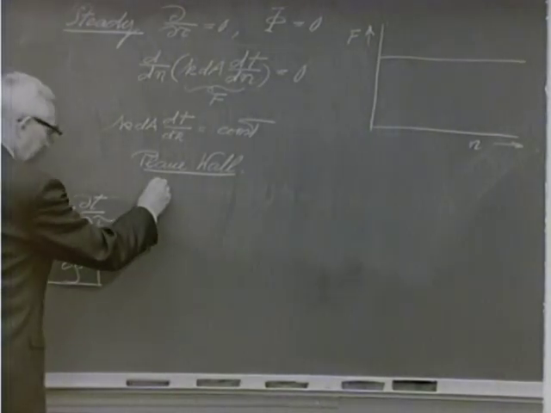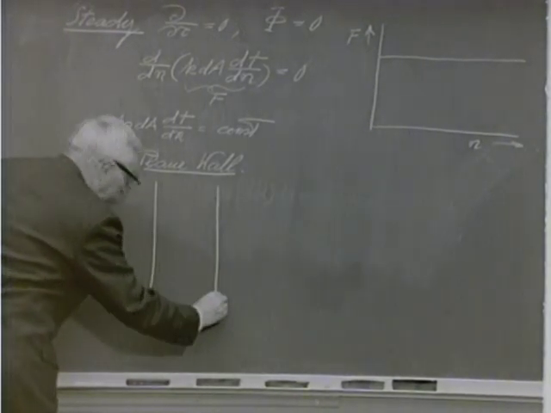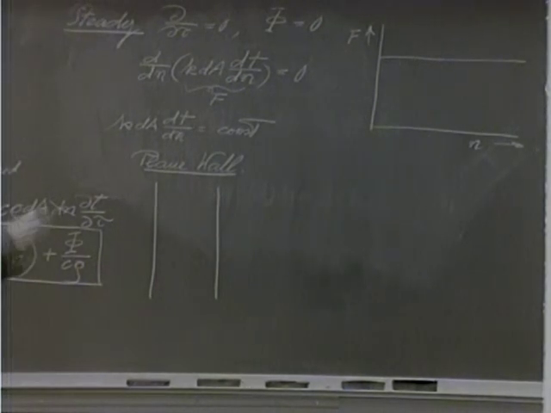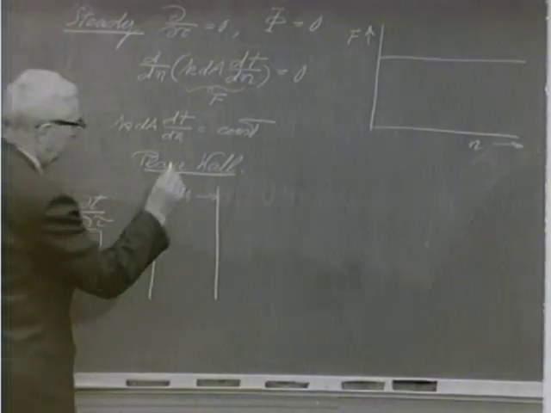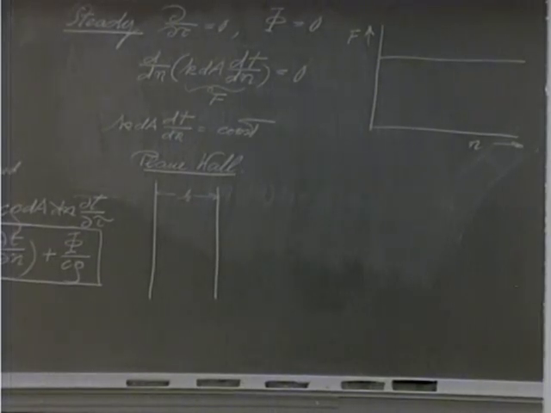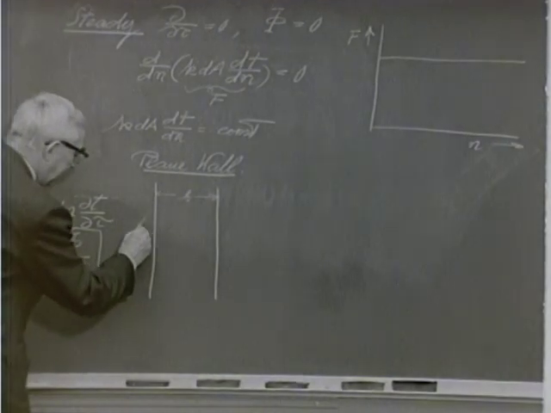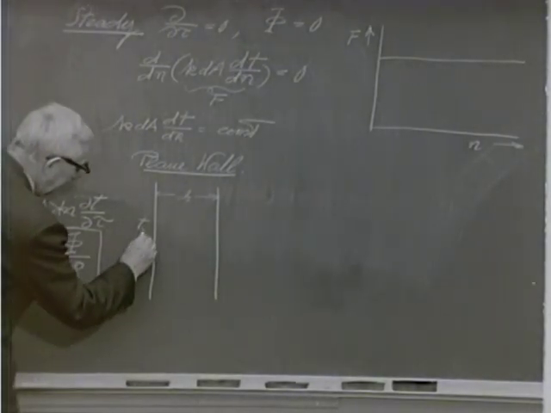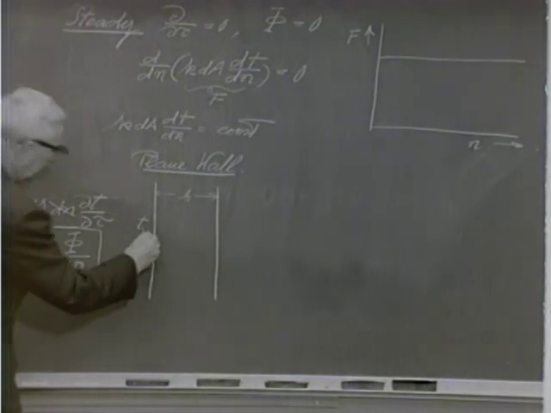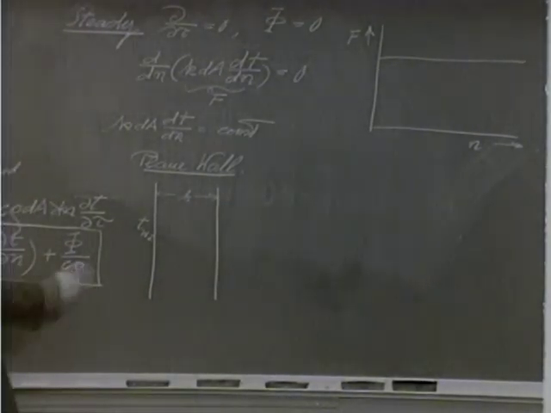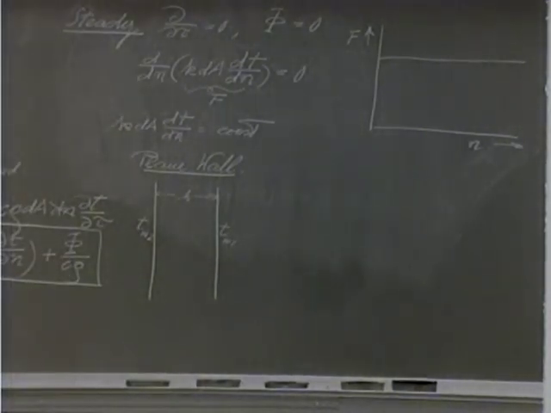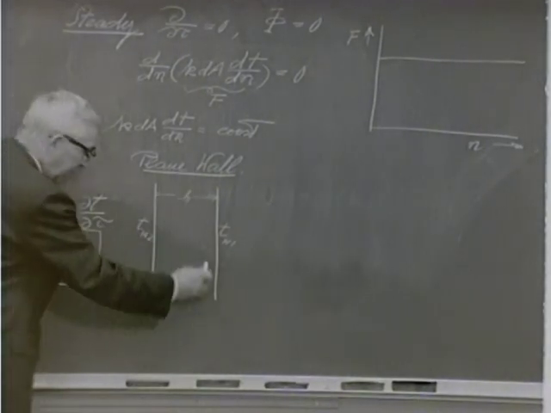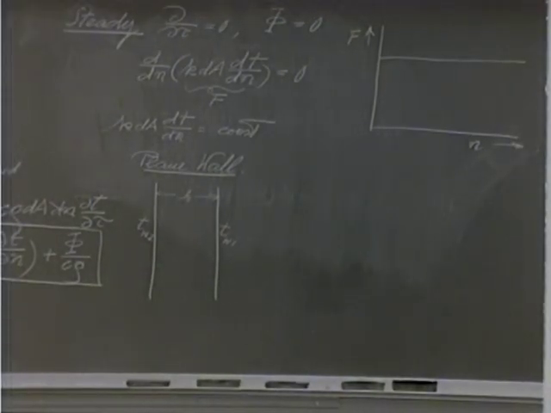Now, this would be the two surfaces of the wall. The thickness of the wall would be B. We will prescribe again the two surface temperatures of the wall. I think the last time we called this TW2, so let's do the same thing. This we call TW1. We assume that the surface temperature is uniform along the surface.